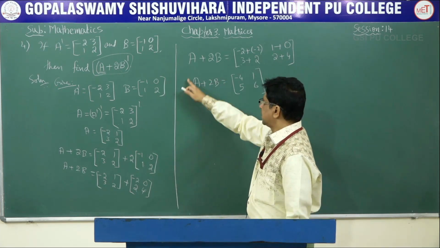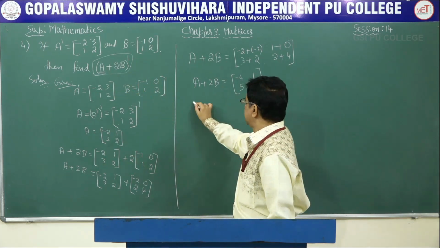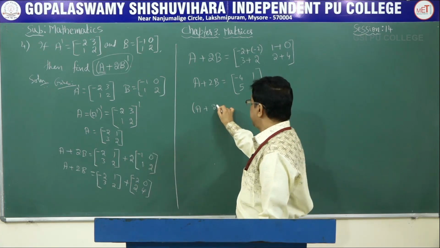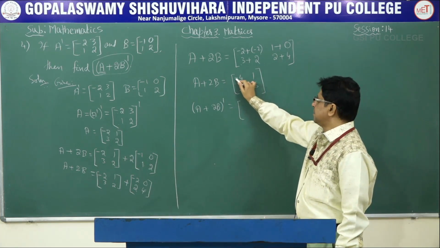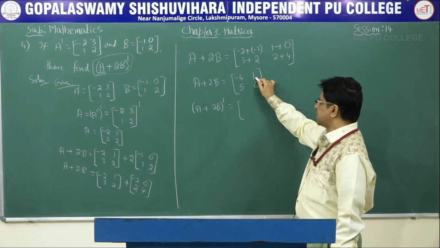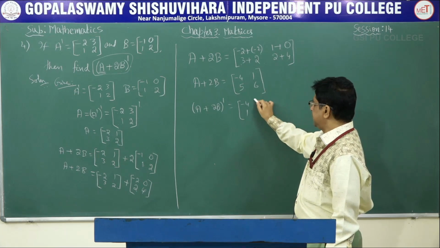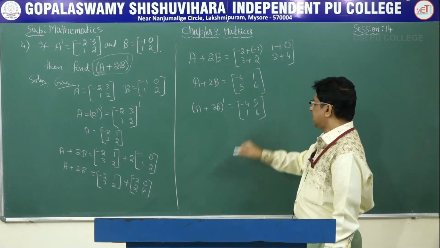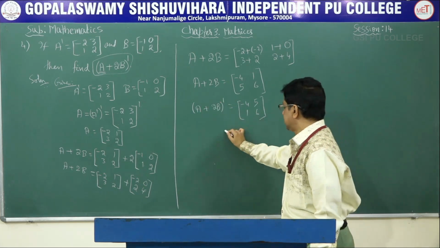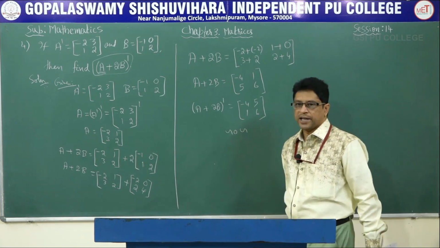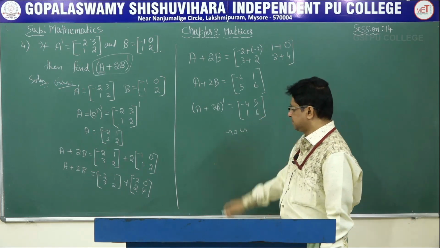Now we have to take the transpose of this A + 2B. You will get (A + 2B)'. That is, (A + 2B)' is equal to, now we have to take the transpose of this matrix. -4 1 will be in the first row, now it will be the first column. Second row 5 6 will be the second column. So now we have found the required matrix. So (A + 2B)' is equal to [-4 5; 1 6].